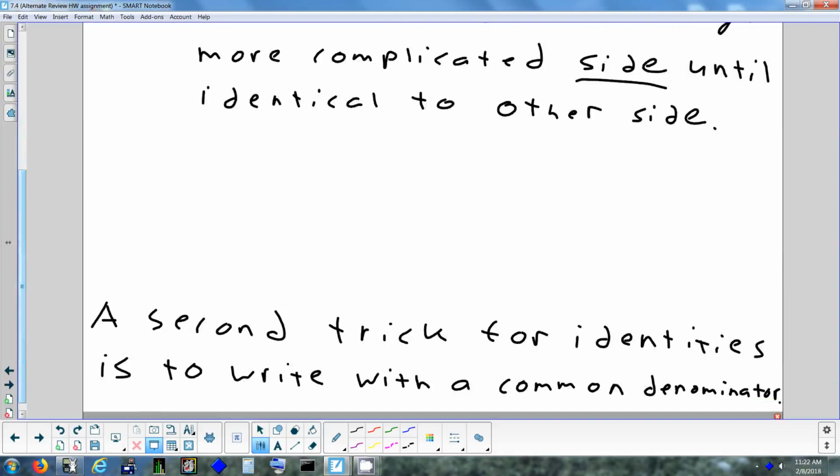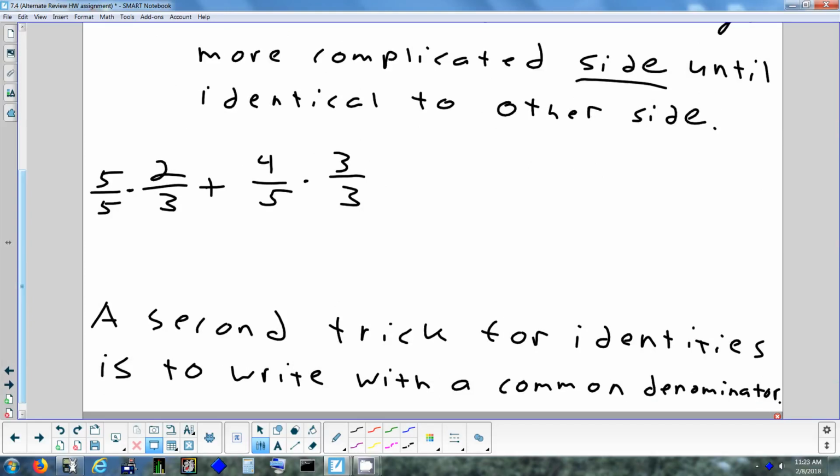Okay, so a second trick we can use, besides writing everything in terms of sines and cosines, is to find a common denominator. So just like with numbers, if you had 2/3 plus 4/5, one way to find a common denominator is to multiply each fraction by the other denominator. So you could multiply the fraction on the left by 5/5, multiply the fraction on the right by 3/3. And that gives you a common denominator of 15.